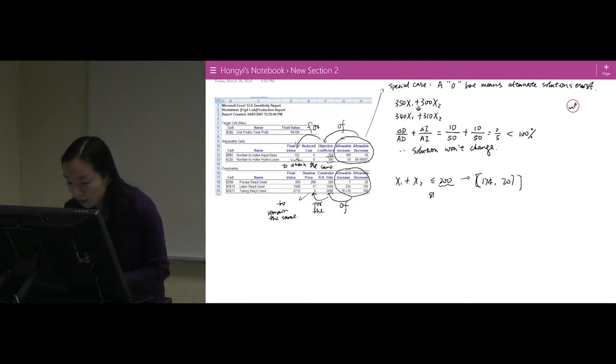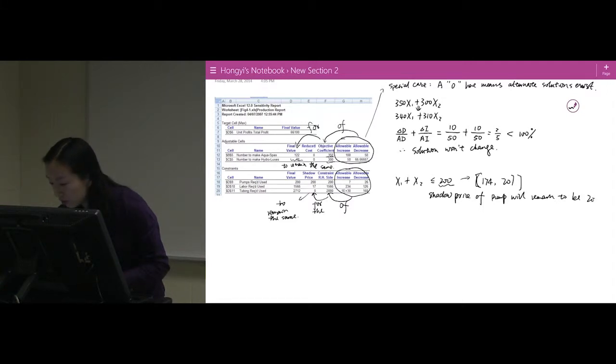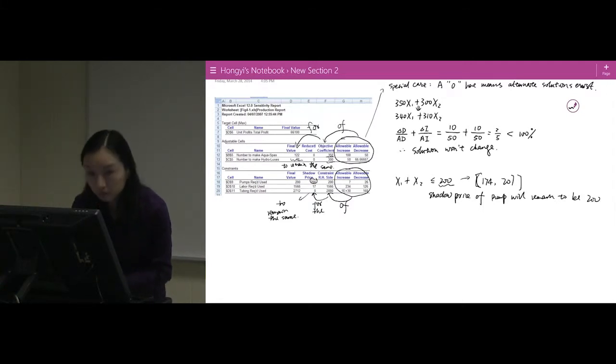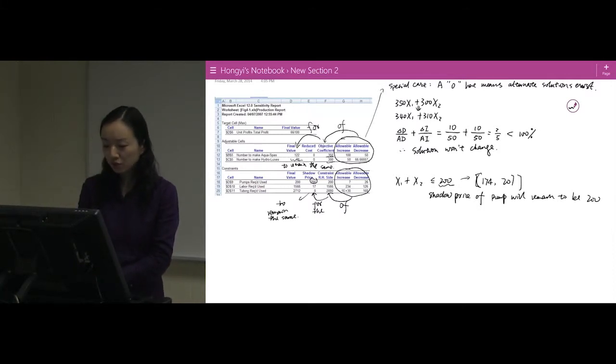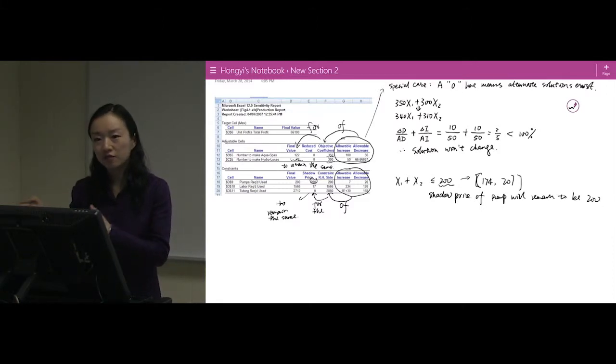That's the shadow price of, I think that's the pump, will remain to be 200, which is this value here. So the shadow price of pump will remain to be 200 only when the right-hand side changes within this range. In other words, if the right-hand side changes outside this range, then we don't know what the shadow price is, and we won't know what's the impact on the objective function value.